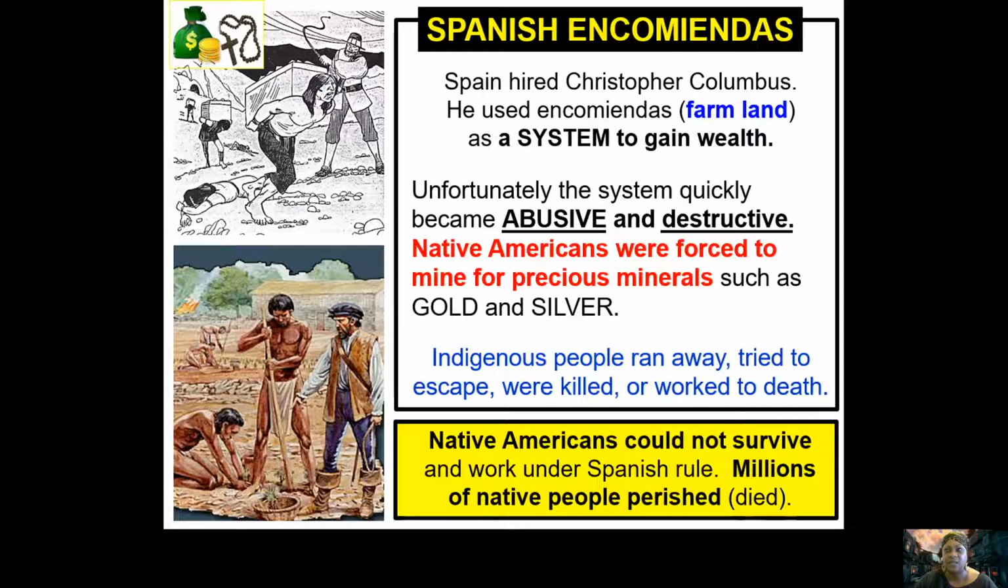The Encomiendas, kind of think of it like a farmland area, and the Native American people are working on the Encomiendas, and it becomes a very abusive and destructive place. It got so bad that Native Americans were running away and they tried to escape, but a lot of them were just killed, or they were worked to death. Can you imagine? You're being beaten, and you're barely getting enough to eat, and you're working from sunrise to sunset. And a lot of Native Americans just were not able to survive under these kind of conditions under Spanish rule. So you're going to have millions of Native American people dying under the control of Spain in the New World.